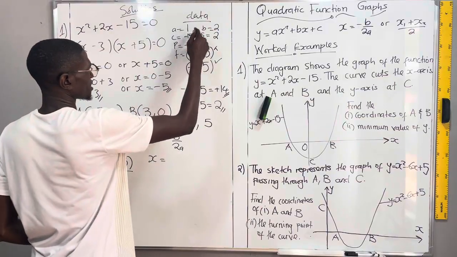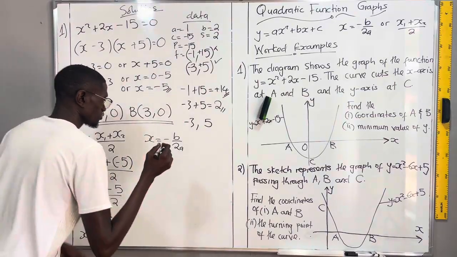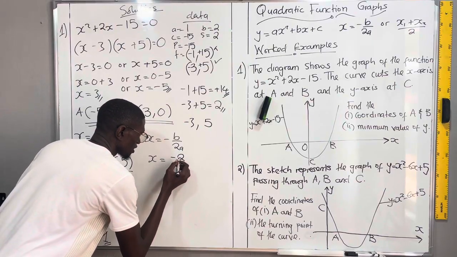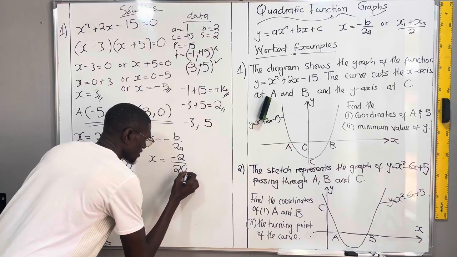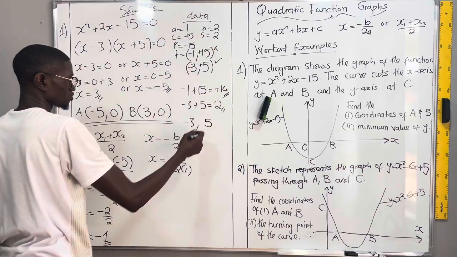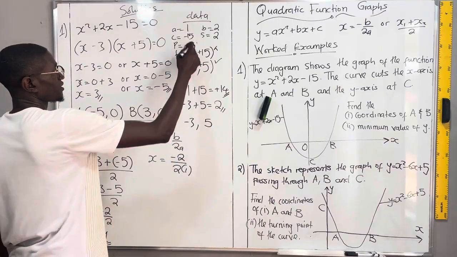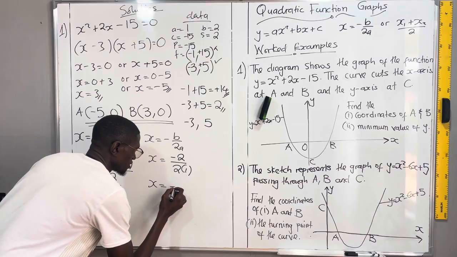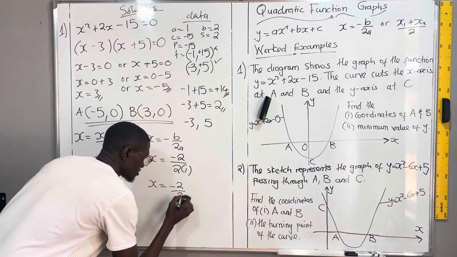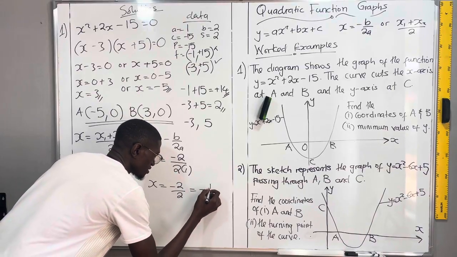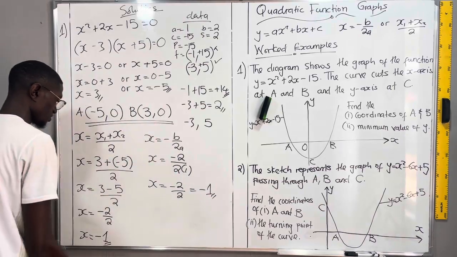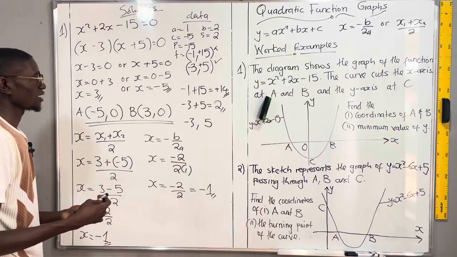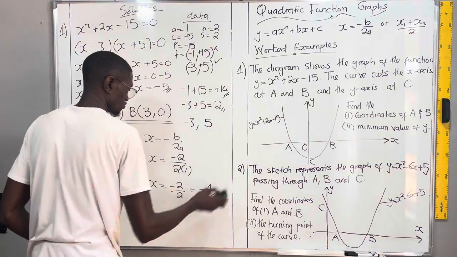Our a is 1 and our b is positive 2. So we're going to say negative 2 over 2. Our a is 1, our b is 2, so where there's b we put 2, and where there's a I put a 1, and then I'll solve. Negative 2 over 2 times 1 is 2, which gives us negative 1. So you've noticed here we found the negative 1, and even there we found the negative 1. So you can go for whichever formula you feel is easier to use.